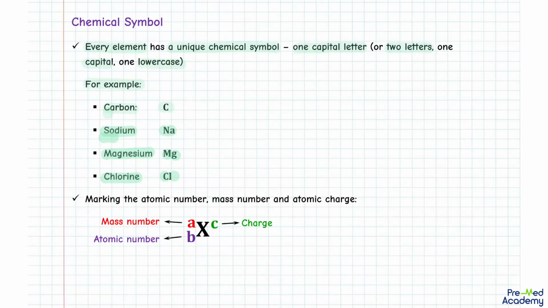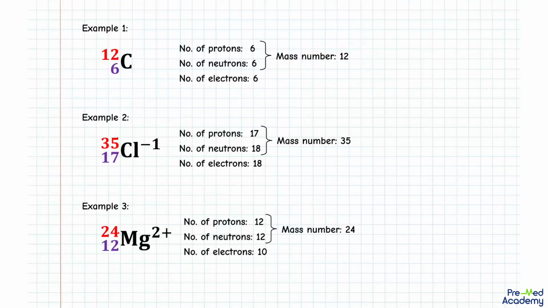In addition, there is an official way in which we can describe the atomic number, the mass number, and the charge of a particular atom. The atomic number is written on the bottom left-hand side, the mass number is written on the upper left-hand side, and the atomic charge is written on the top right-hand side. And yes, it is very important to follow the positions of these different numbers relative to the chemical symbol itself. Let's take a look at some examples of formal chemical symbols.